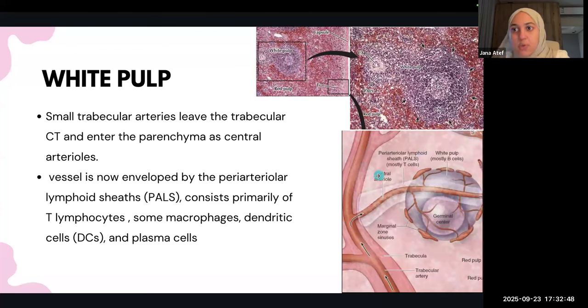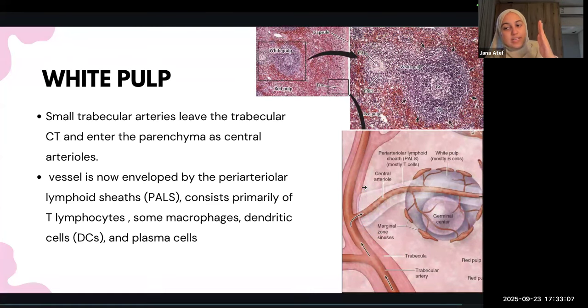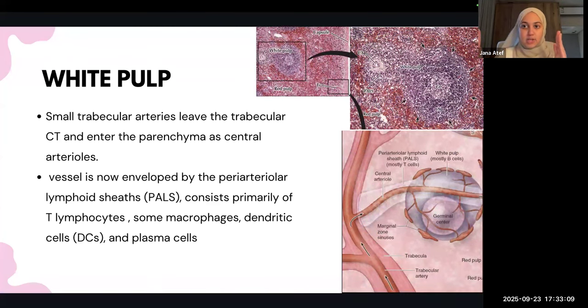Basically, the artery, when it goes inside the spleen, it's going to move in and then it's going to exit through the trabecula. When it exits through the trabecula, it's going to enter the white pulp. What's it going to enter as? It's going to enter as something called a central arteriole. So again, once it goes into the spleen, now it's called a trabecular artery. It's the same as a trabecular sinus, remember, but now it's an artery, it carries blood. It goes inside the spleen, now it's a trabecular artery.